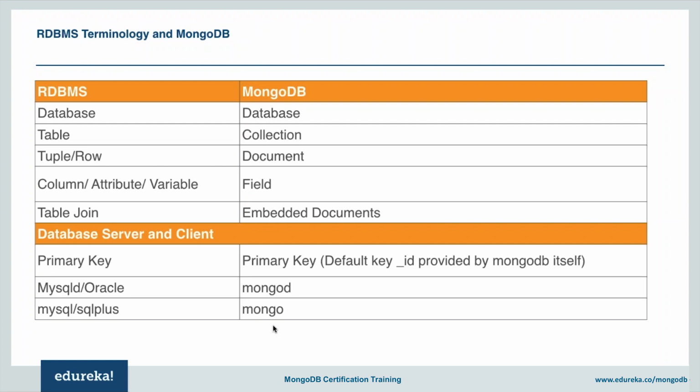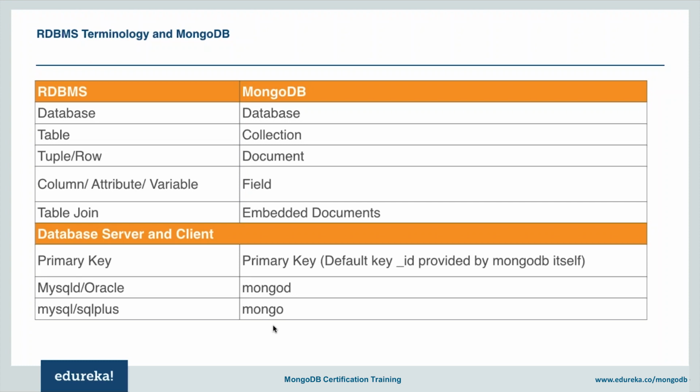With respect to RDBMS, we have a database; in Mongo, we have a database. With respect to a table, we have a collection in here. In comparison to a row, we have a document in here. With respect to the column, we have a field in here. With respect to various dependent tables or the join tables in RDBMS, we have embedded documents in here.